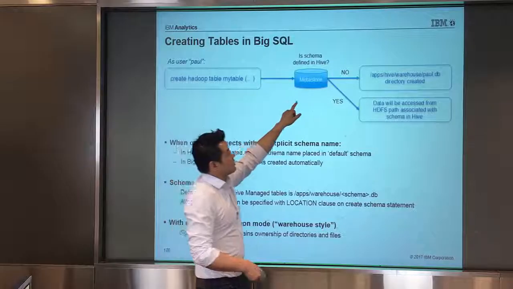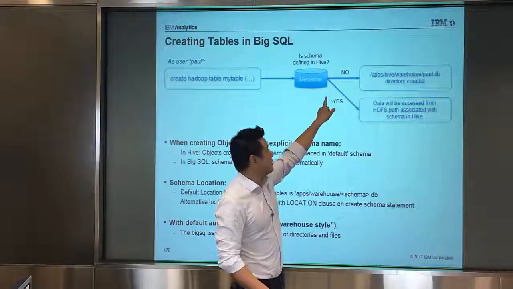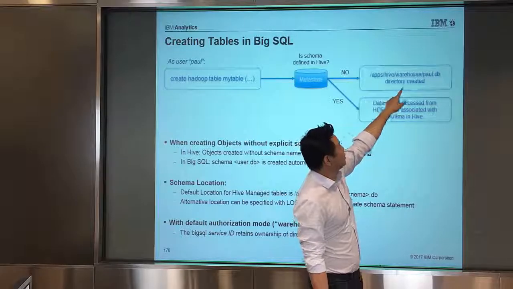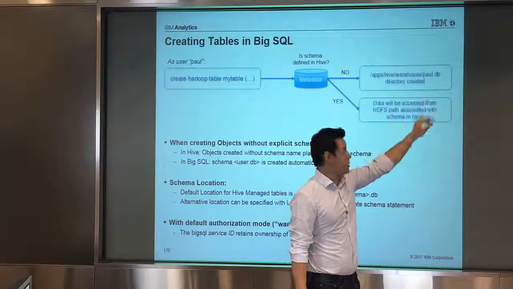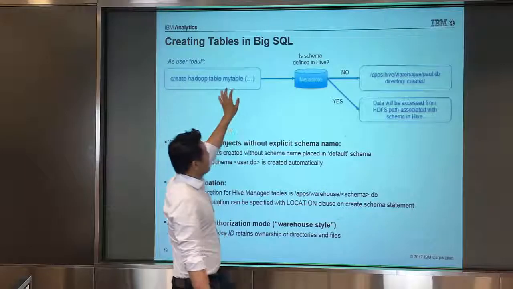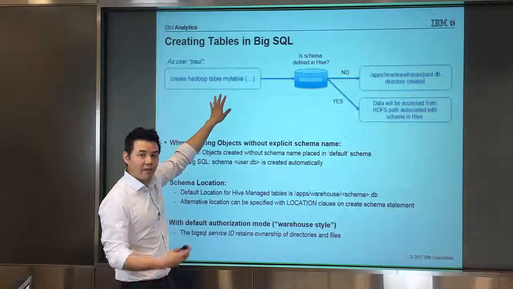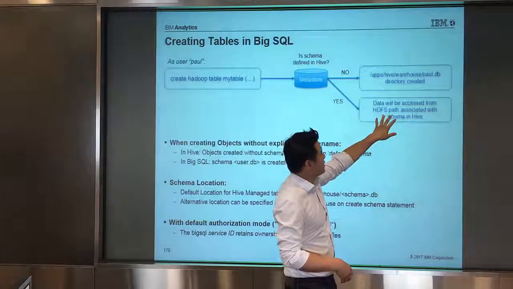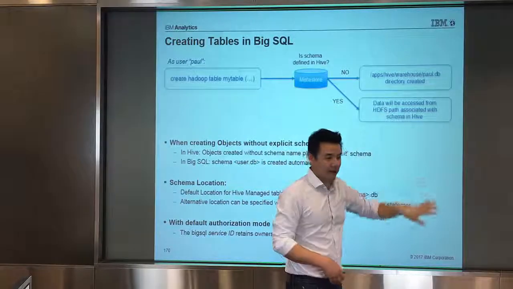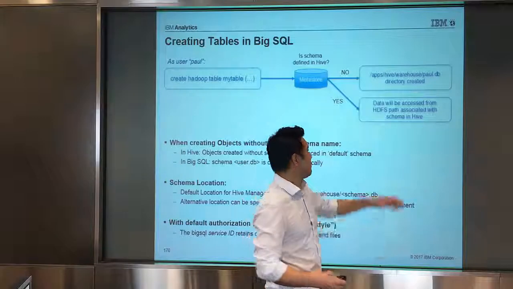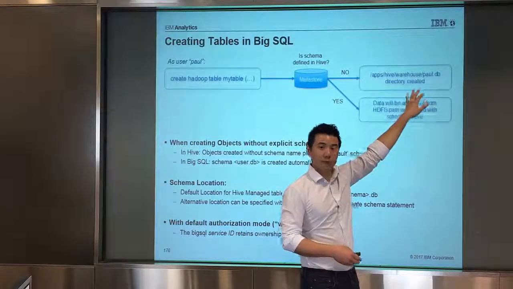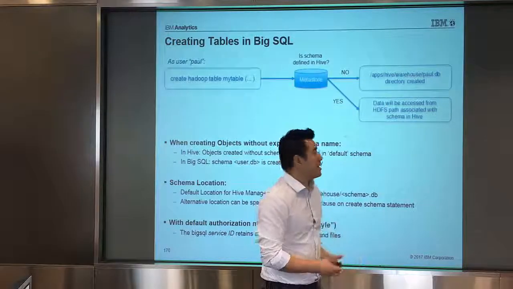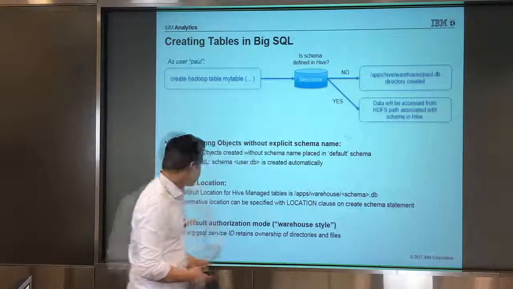So we ask the metastore, does that schema already exist in Hive? If not, we're going to create this directory, apps hive warehouse paul.db, and that directory is created. If I have other objects or a default schema assigned to me, what will happen is the data will be accessed from the HDFS path associated with the schema in Hive. So maybe that's this path that was created from a previous object creation or an explicit schema creation, or maybe some other schema that I created already manually.